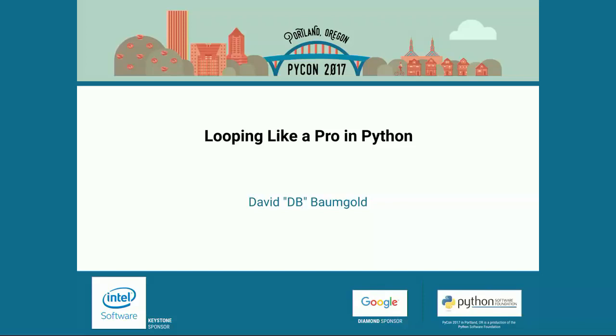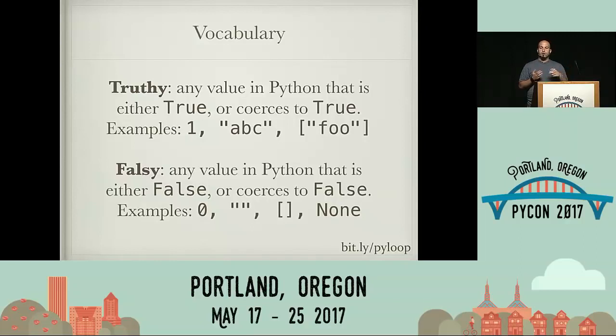If you're not familiar with this, truthy is any value that is either the true Boolean or coerces to true, such as a positive number, or really any number aside from 0, a string with content, a list with content, and so on. Falsy is anything that does not have content, like the variable false, the number 0, an empty string, the variable None, and so on.